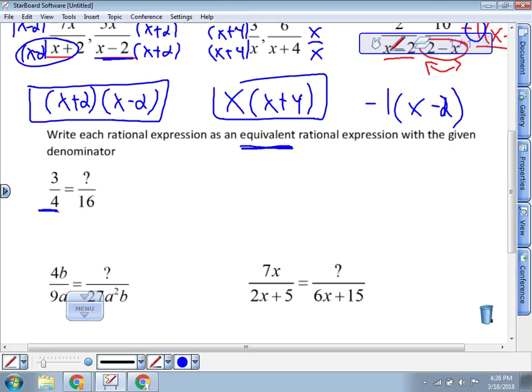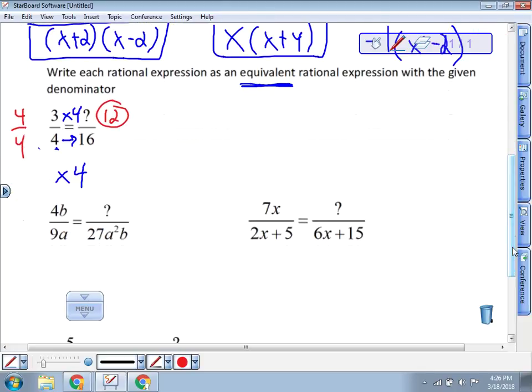How did I get from 4 to 16? Well, I must have multiplied it by 4. So since I multiplied the bottom by 4, I have to multiply the top by 4. So I'm going to multiply 3 times 4 and I'm going to get 12. So that's how you would do that. Again, when I multiply top and bottom by the same value, because 4 over 4 equals 1, and when you multiply by 1, you're not really changing the value. So that's how these work.